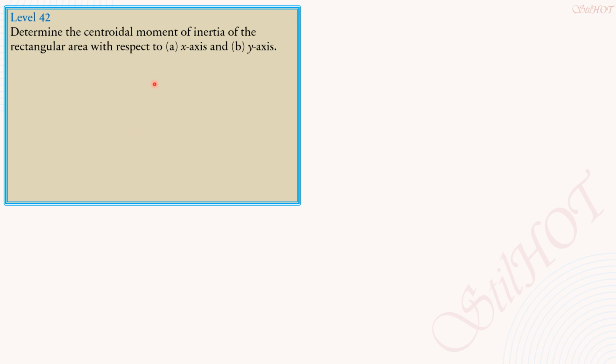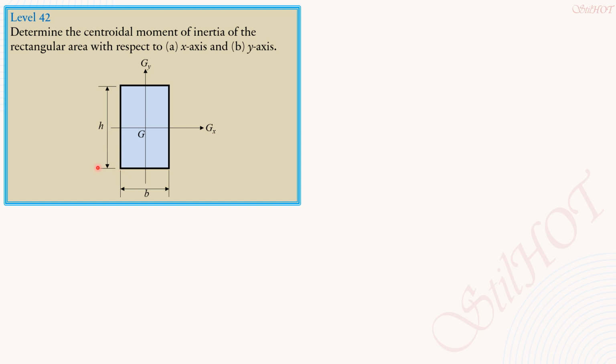especially if we need to consider composite areas where a rectangle is present, especially the moment of inertia of a rectangle with respect to its centroid, parallel to the x-axis or the y-axis. So this is the rectangle. The dimension should be b by h.